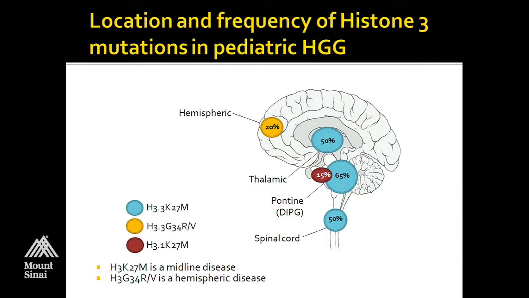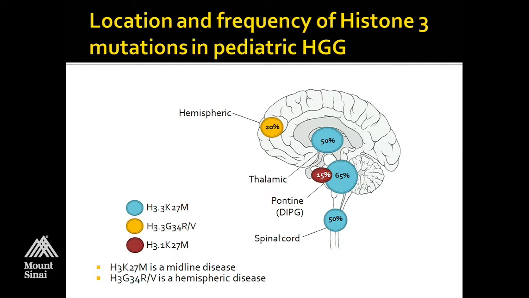So in the thalamus, it's about 50% of high-grade gliomas. In the pons, it's considerably higher, almost 80% if we include both the 3.3 and the 3.1 mutations. And then again, in the spinal cord, high-grade gliomas, about 50%. So overall, it's an interesting biology in that K27M seems to be a midline disease, whereas the G34 seems to be a hemispheric disease.